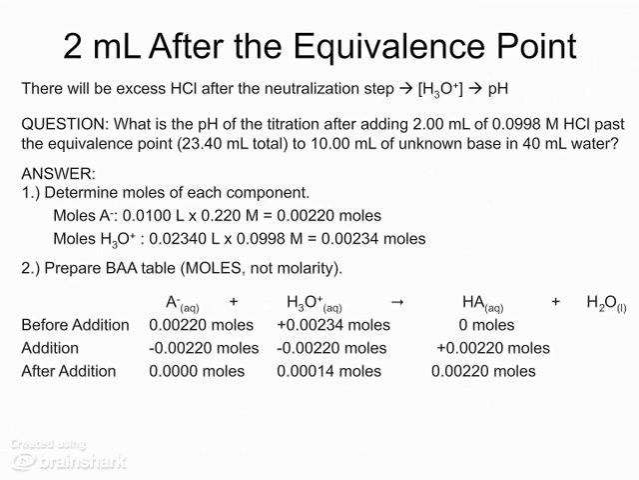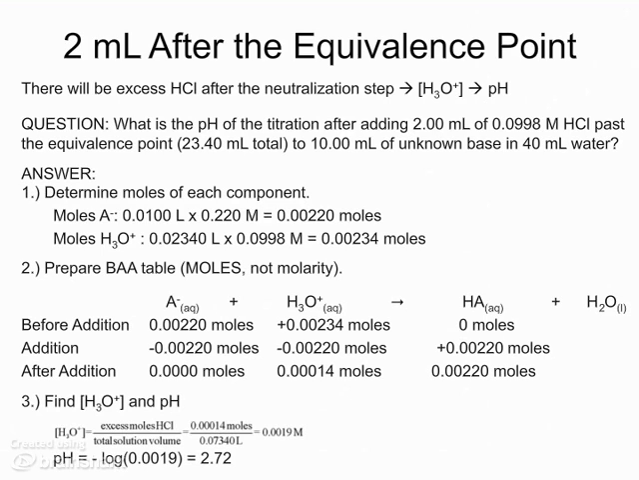The only trick here is that now our limiting reactant is our A-, not H3O+. So we're going to subtract 0.0022 moles from A- and H3O+ and add it to HA. So after the addition, we have no A- remaining. We have 0.00014 moles of H3O+ and 0.0022 moles of HA. Now we can find the H3O+ concentration and the pH.